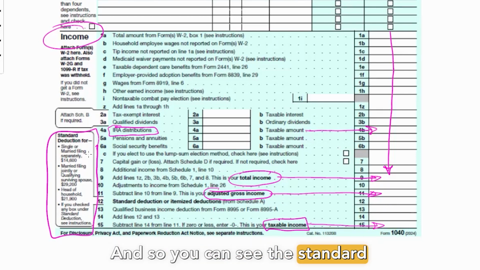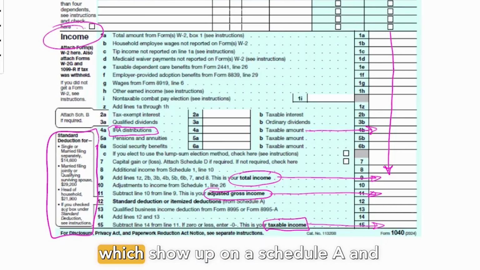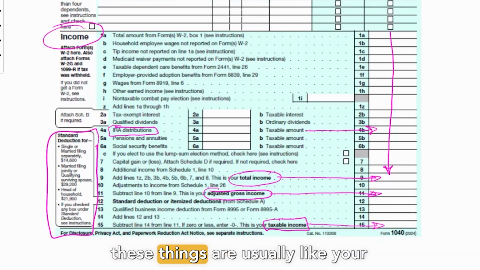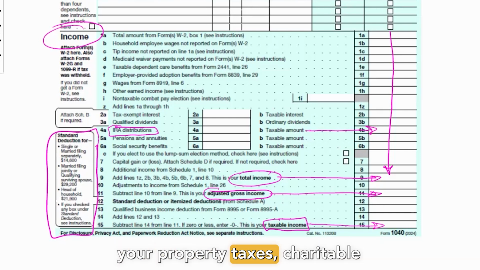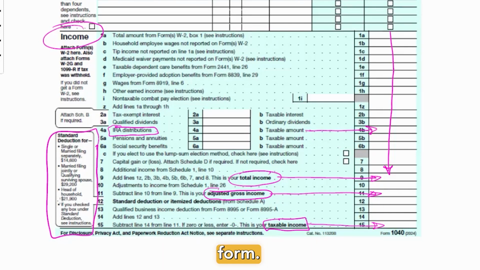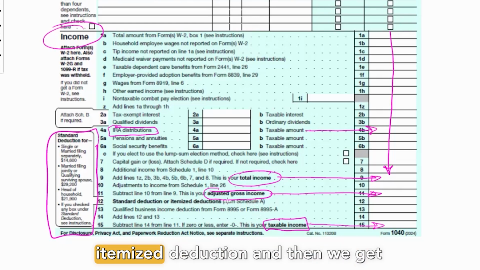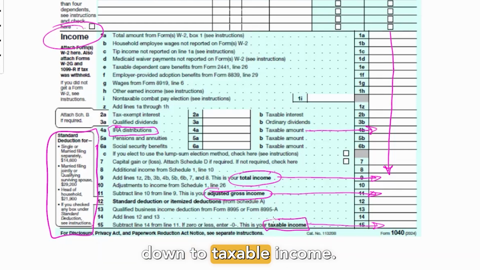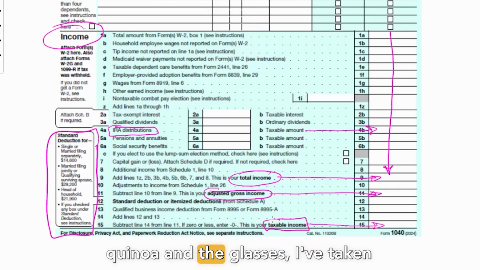And so you can see the standard deduction over here. If you're taking itemized deductions, which show up on a Schedule A, and these things are usually like your state and local taxes, which includes your property taxes, charitable deductions, health expenses, and there's some other things on that form. But those things then get deducted, either the standard deduction or the itemized deduction, and then we get down to taxable income. So back to my illustration with the quinoa and the glasses.